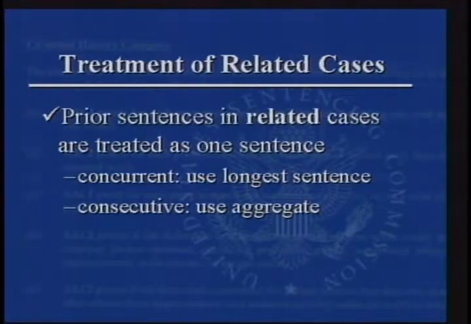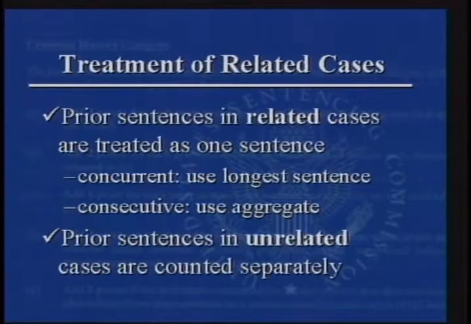When we have consecutive sentences that were imposed on prior convictions, we're using an aggregate to determine the maximum number of criminal history points. Now, that's for cases where you have related cases. But in unrelated cases, prior sentences are always counted separately. Okay, Jay, should we talk about some examples to maybe highlight these two issues?